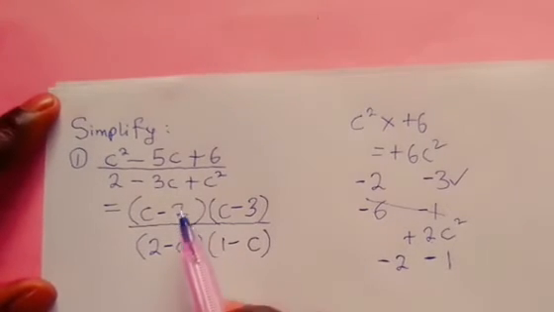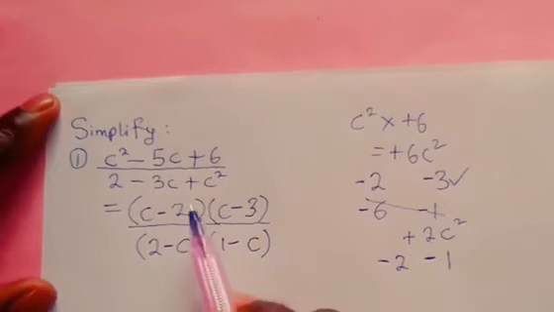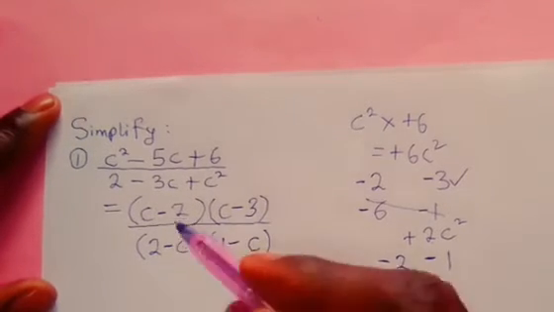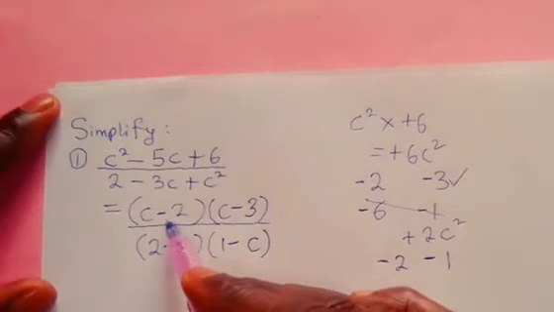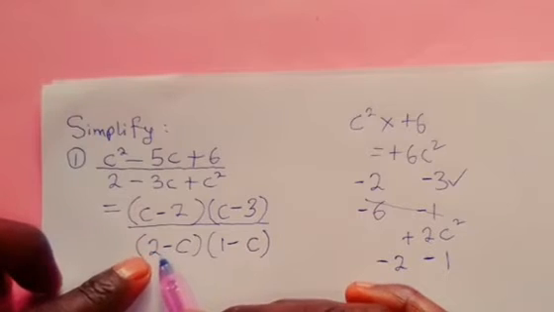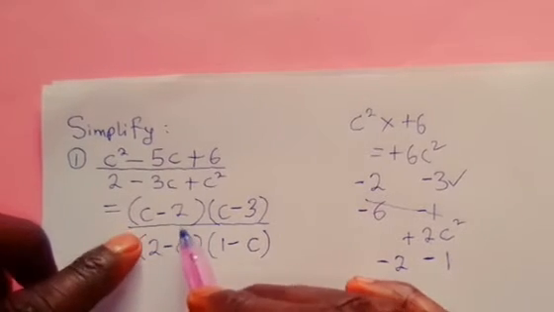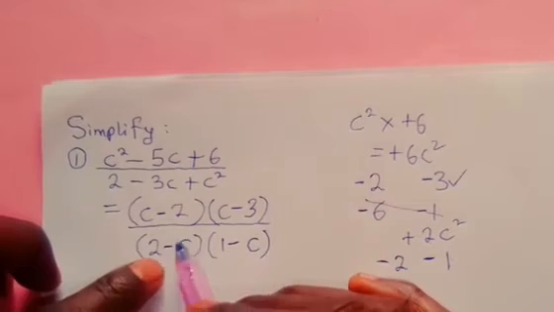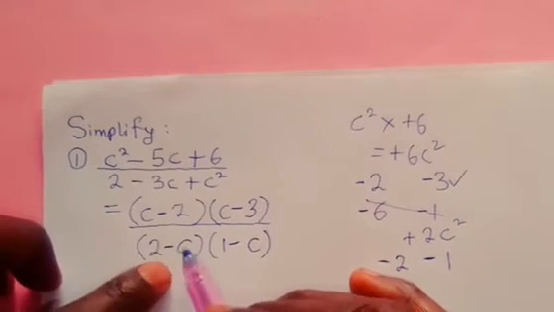Now the next thing we do is to check the two factors, the numbers at the top and the numbers at the bottom, to see if there is a common factor for us to cancel. Now if you check the first term here, you see c minus 2. If you check the middle, the second term here, we have 2 minus c. They are the same numbers, only that the numbers in the second factor are reversed.